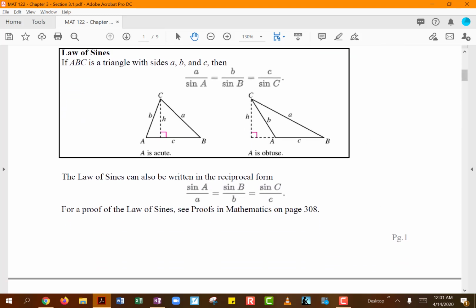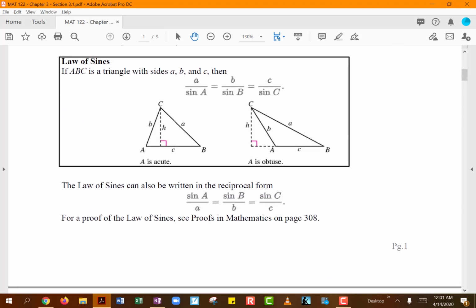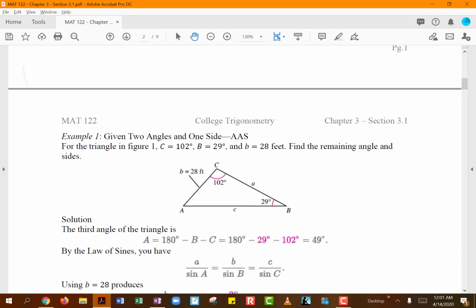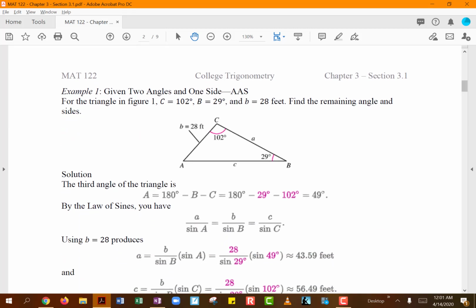You can also look at the reciprocal form of the law of sines, and write it this way, where we're just inverting our fractions. Depending on which process helps you out, you can look at the law of sines with the sides on top, or with the angles on top. Again, in your textbook, they're showing you a proof for the law of sines if you want to take a look at it. Let's see how the law of sines will help us solve these oblique triangles.